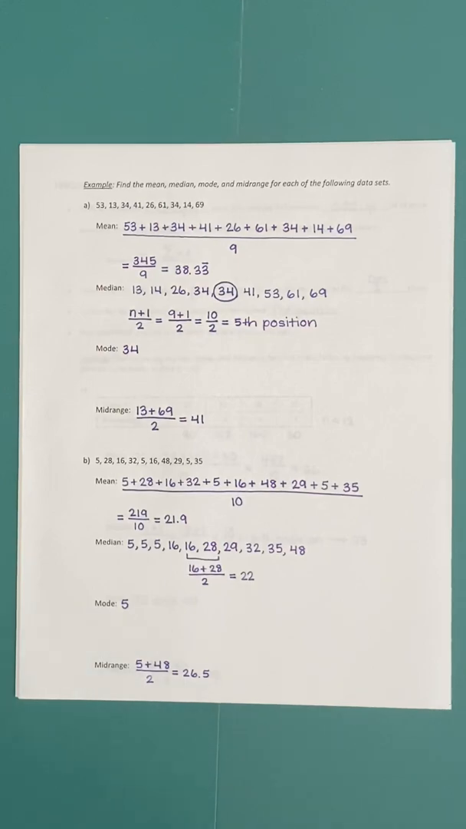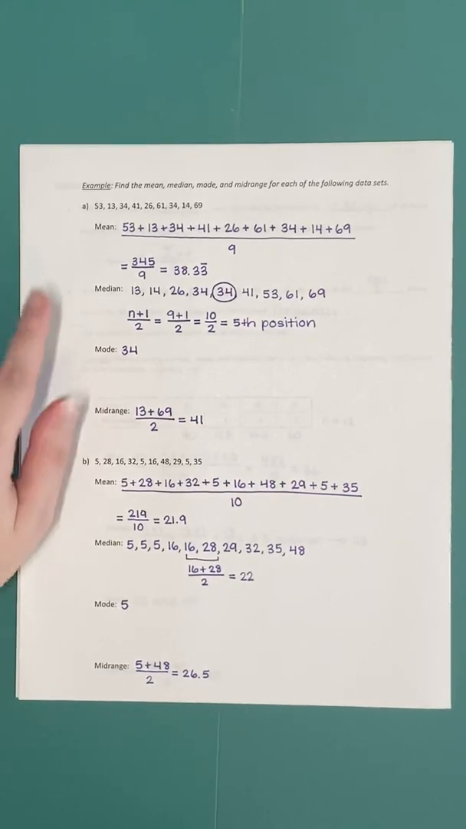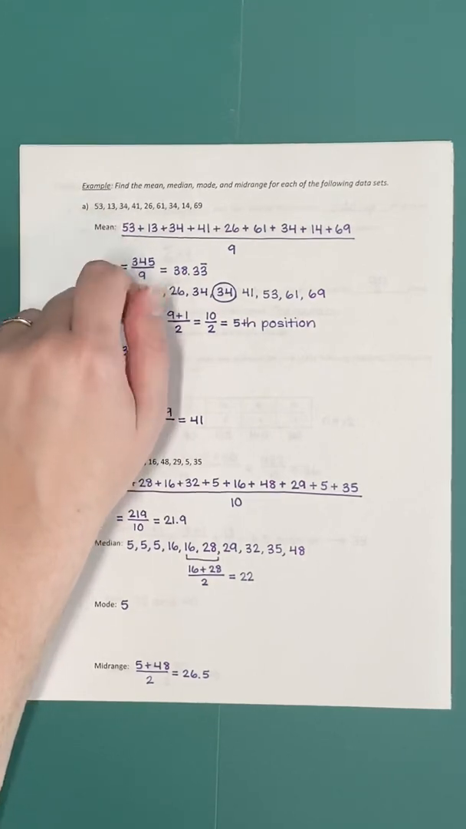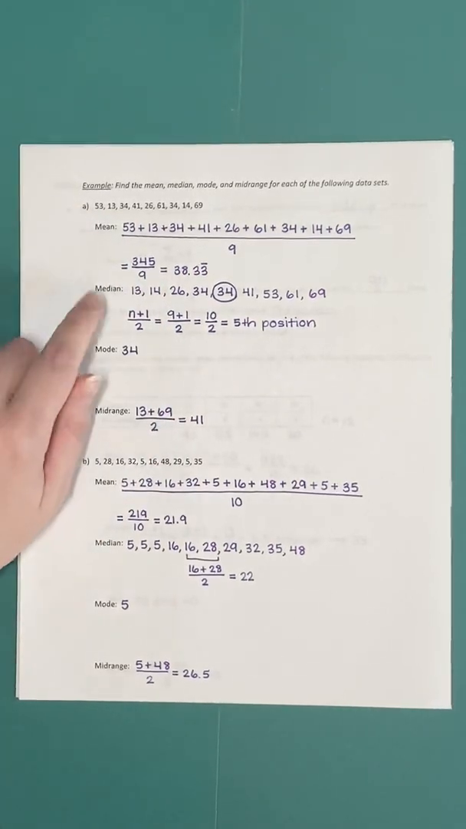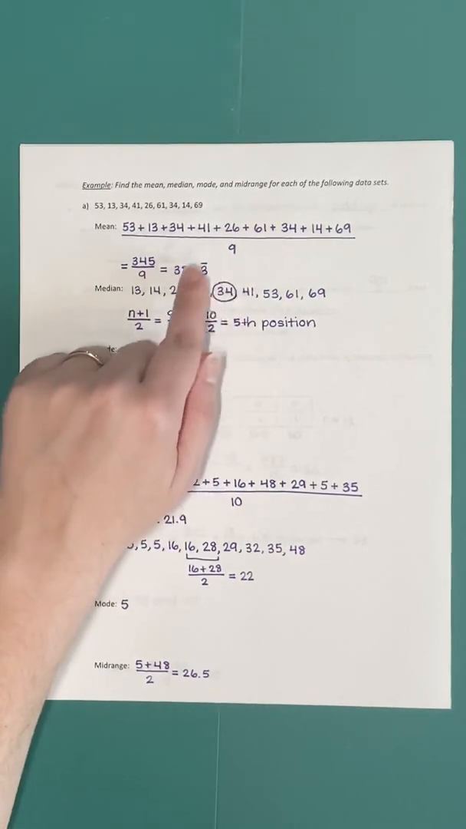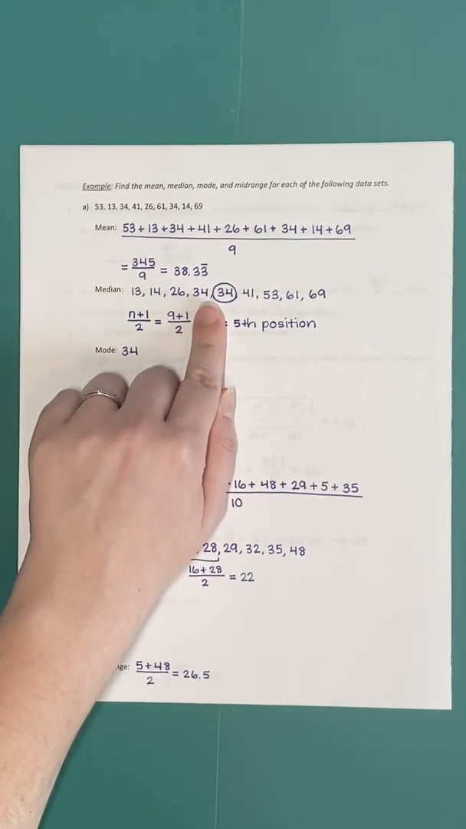Now the mode is just the item that appears most often. Finding the median is also going to help you find the mode. The mode may be difficult to find if your data is unorganized, because then finding repeated values is going to be more difficult. If you've already taken your data and you've organized it smallest to largest, then it's going to be easy to spot repeating values. In this case, 34 is the only data point that actually repeats.